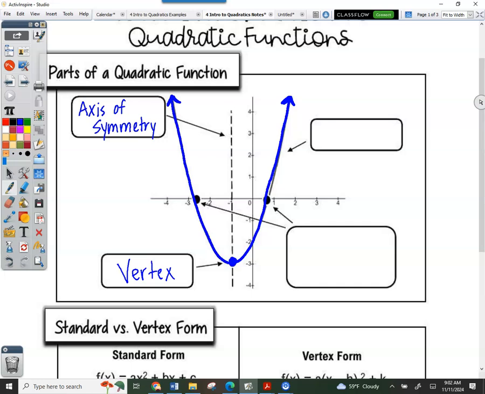Okay? So the axis of symmetry, let's make a note, will pass through the vertex every time. And the vertex is either the max or min. It just depends on which direction the curve is opening.